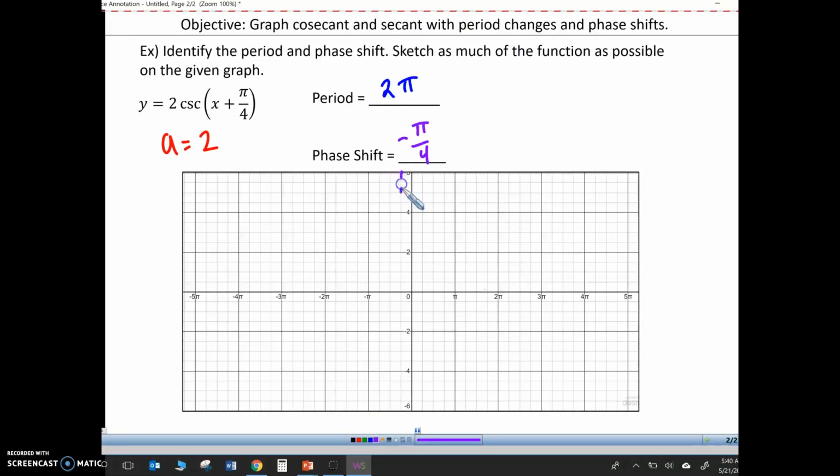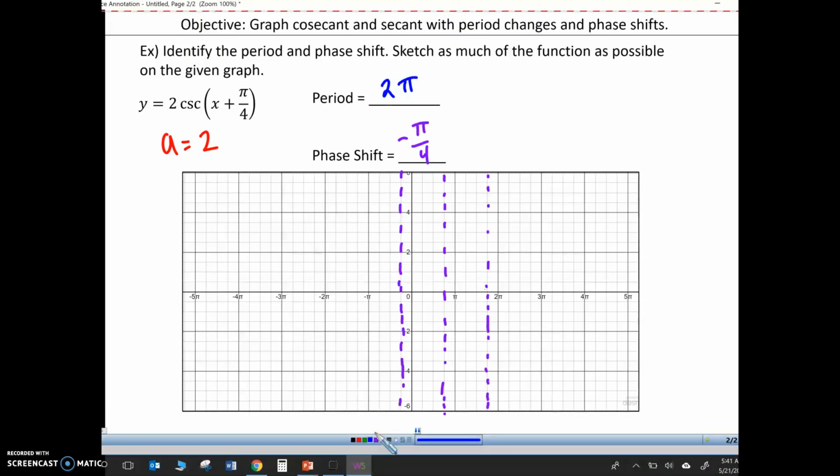So if I go back, this is going to be a vertical asymptote, and then I'll have another vertical asymptote about pi units later. So the period is 2 pi. However, it's split into an upward facing U and then a downward facing U. So I'm going to add in the asymptotes, and then I'm going to add in my points.